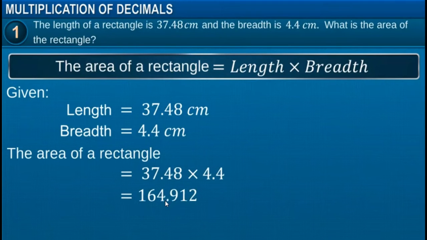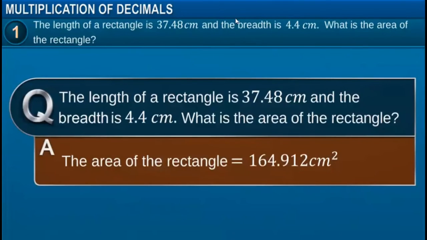Okay, so this is how we did the multiplication. I hope that you have understood this. I will move forward to the next one. Therefore, the area of the rectangle is 154.912 centimeters square.